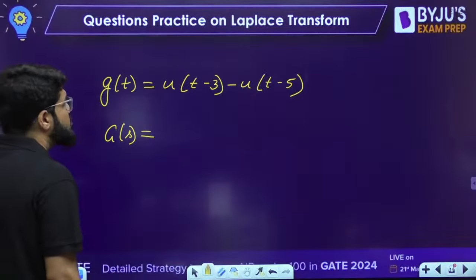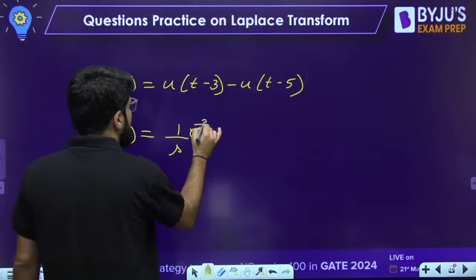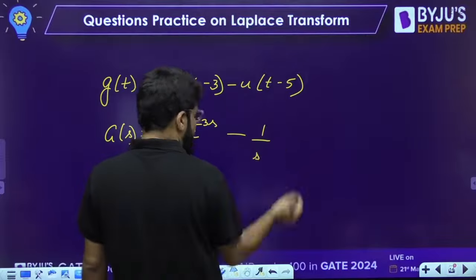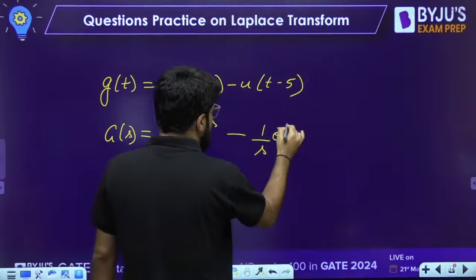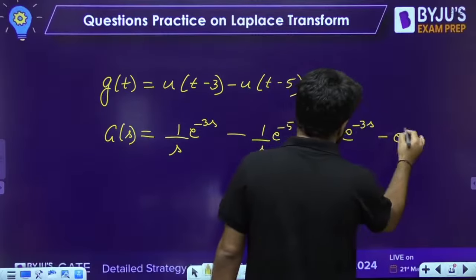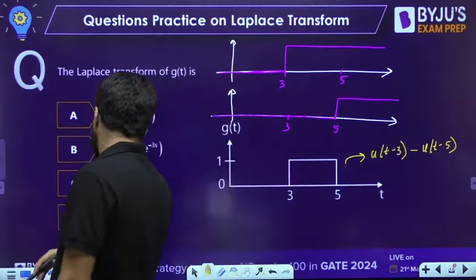Okay, so now what is the Laplace transform? For u(t) it is 1 by s, but with time shifting it is e to the power minus 3s. For u(t) again it is 1 by s, but with time shifting by 5, so 1 by s e to the power minus 5s. So this is e raised to the power minus 3s minus e raised to the power minus 5s, whole divided by s.